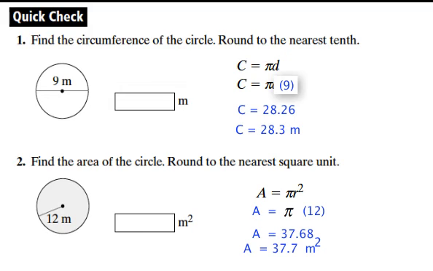For quick check number 2, find the area of the circle and round to the nearest square unit. The formula for area is A equals pi r squared. We fill in the radius, which is 12, so we have A equals pi times 12. Pi times 12 is 37.68. So the area equals 37.7 meters squared.